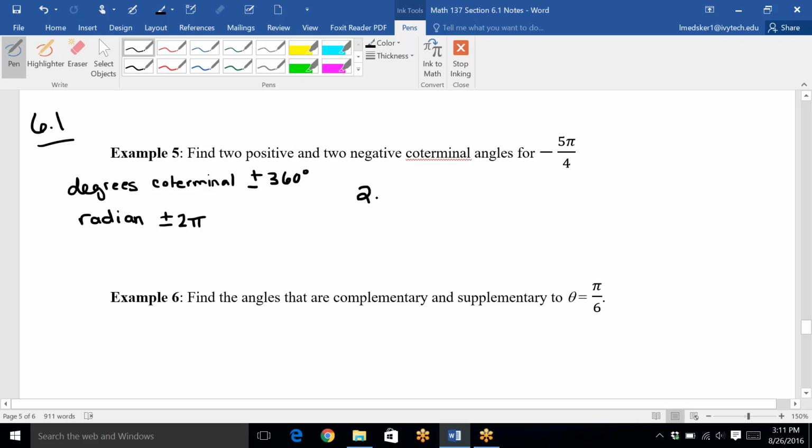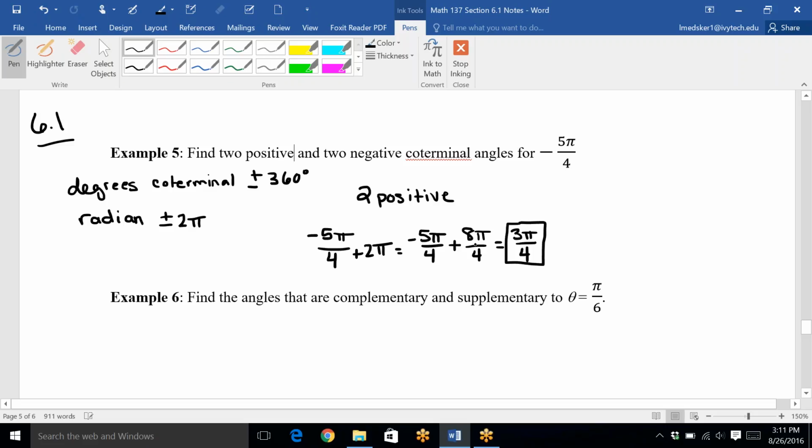So for our two positive cases, for the first one, we're going to add 2 pi once. Now, because these are fractions, you're going to have to get a common denominator. And the common denominator would be 4. So if we multiply this by 4 over 4, that would make it 8 pi over 4. And 8 minus 5 pi would be 3 pi over 4. So there would be our first positive coterminal angle.